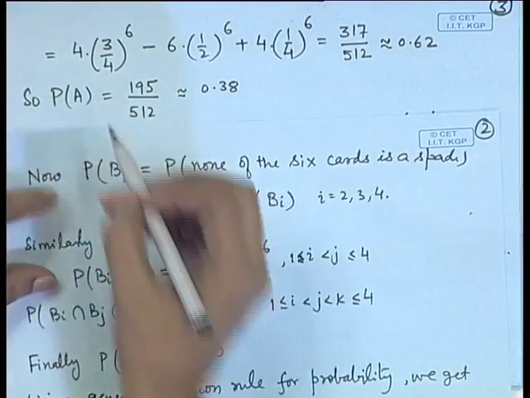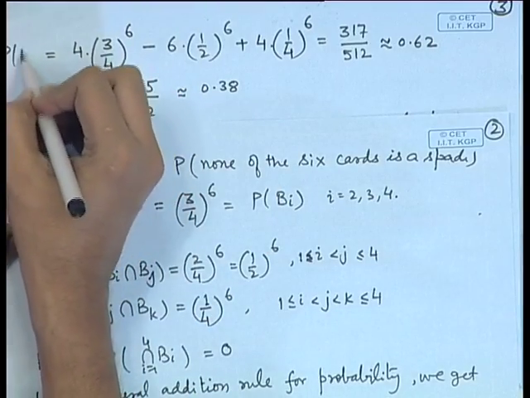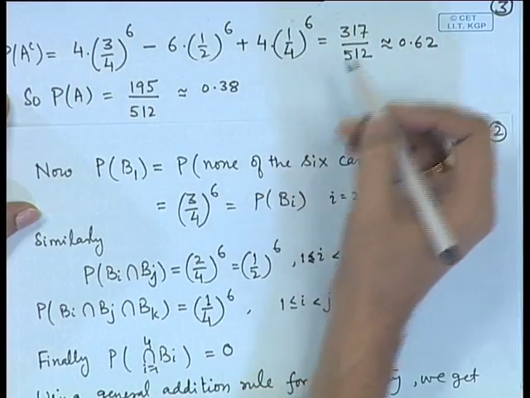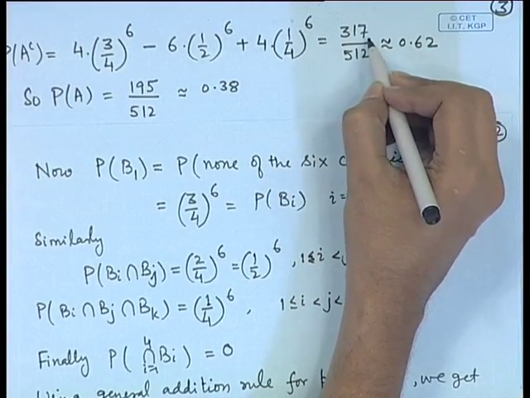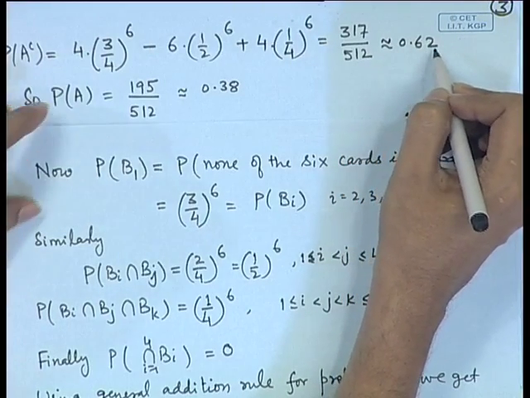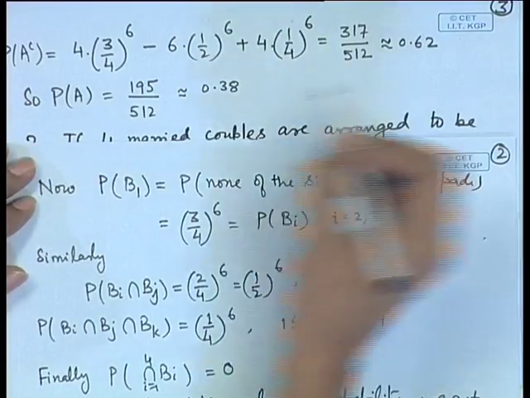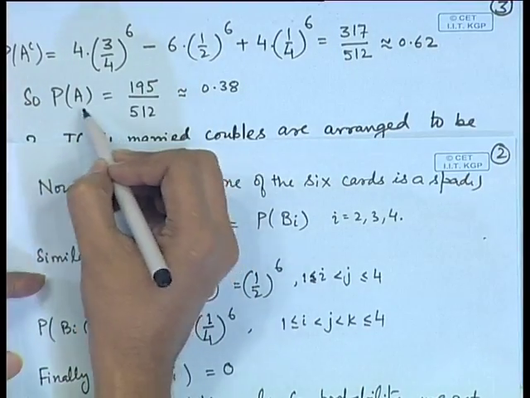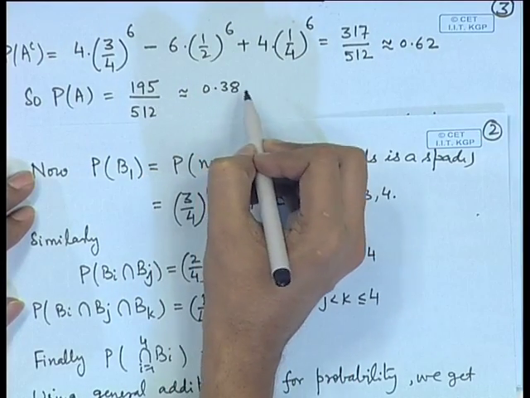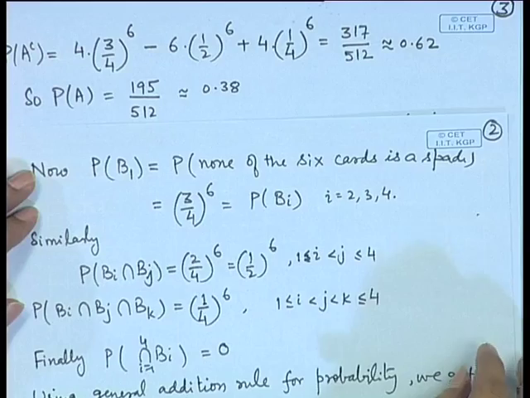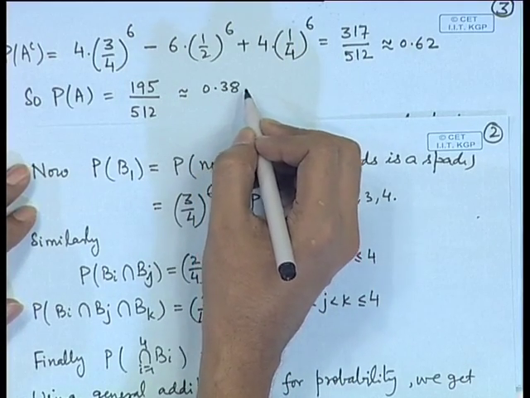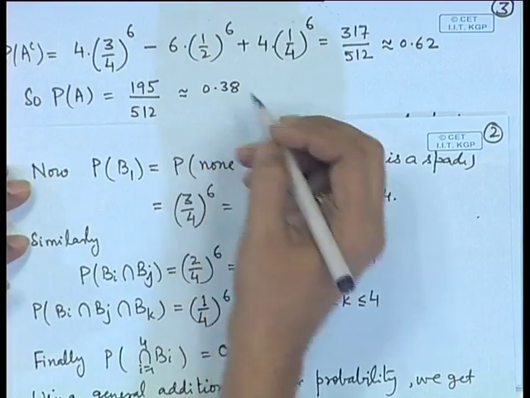Therefore, the probability of A complement is equal to this expression, which after simplification turns out to be 317 divided by 512, and approximately it is 0.62, and therefore, probability of A becomes 1 minus this, that is equal to 195 by 512 or approximately 0.38. So, the answer to the question that each of the 4 suits will be represented at least once is 0.38, which is less than 40% basically.